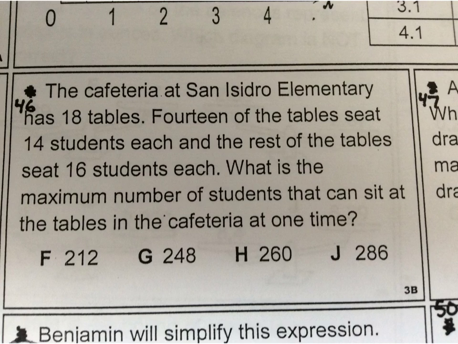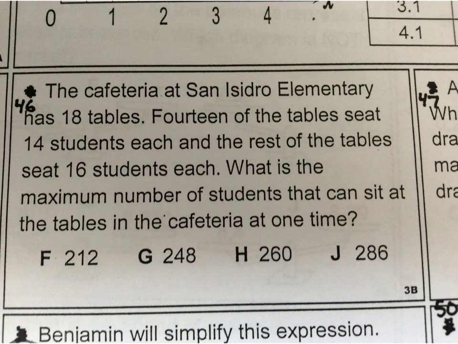Okay, so we're going to have to break this down into kind of two parts. So there are 18 tables total. 14 of those tables seat 14 students. So in order to figure out how many students those 14 tables seat, you're going to have to first do 14 times 14 to get a total.